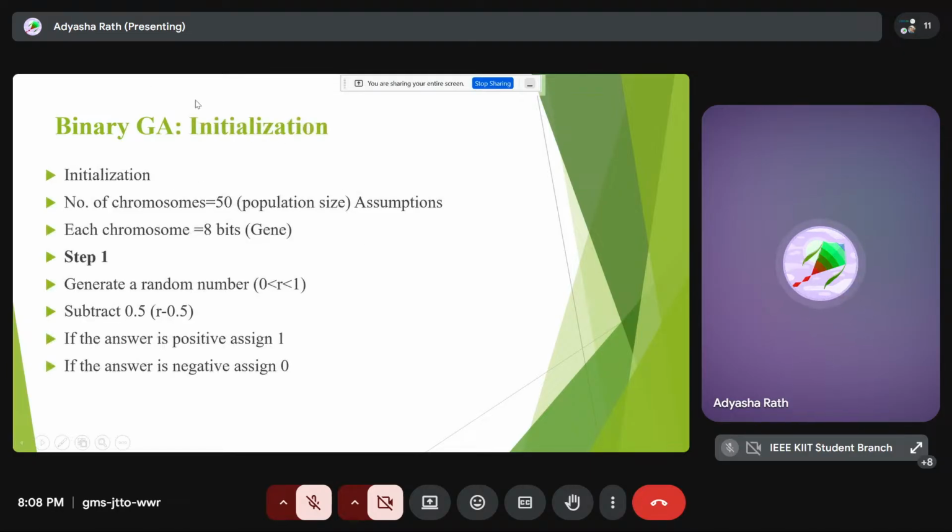There are 5 to 6 steps for GA. The first one is initialization. In initialization, the number of chromosomes I have taken is a population size of 50, as an assumption. Each chromosome size is 8 bits, that is genes. Step 1: you have to generate a random number. The random number lies between 0 and 1.